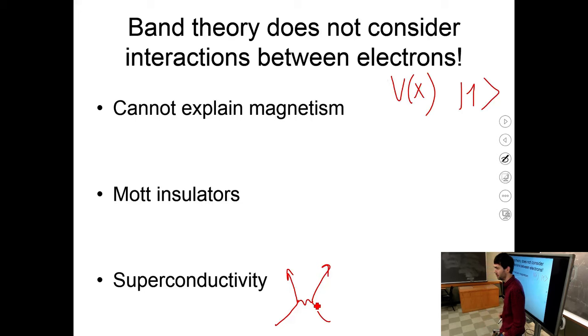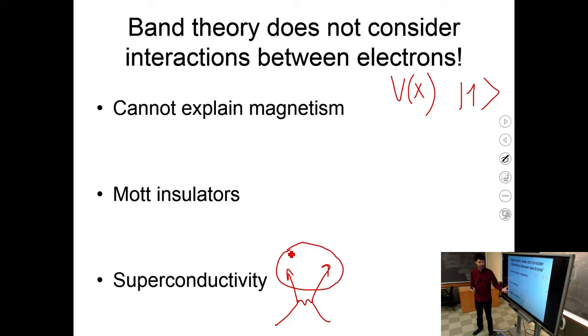So one electron goes through the lattice, launches a vibration in the lattice. The other one absorbs it, and their trajectories are deformed. That effectively binds these two electrons together, makes an attractive potential. And so this is completely an interaction effect between two electrons. And you can see how this is completely not included in the tight binding or the nearly free electron models that we considered. These kinds of processes are not included.